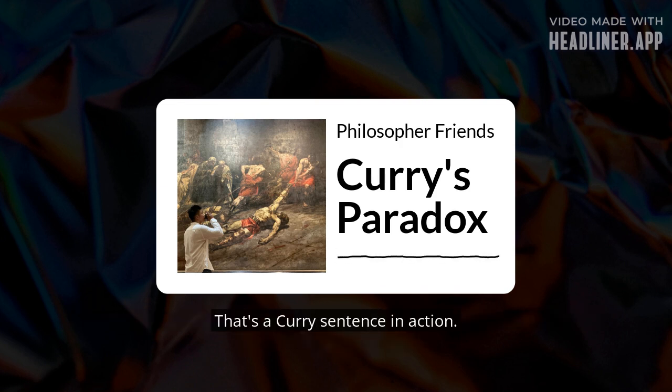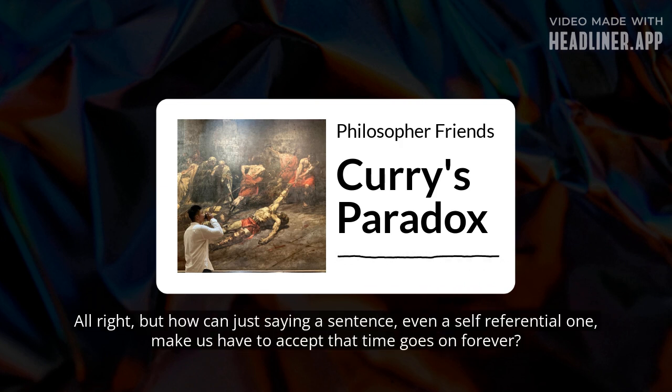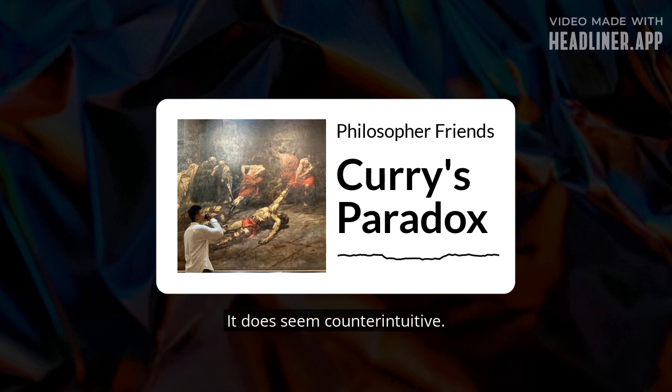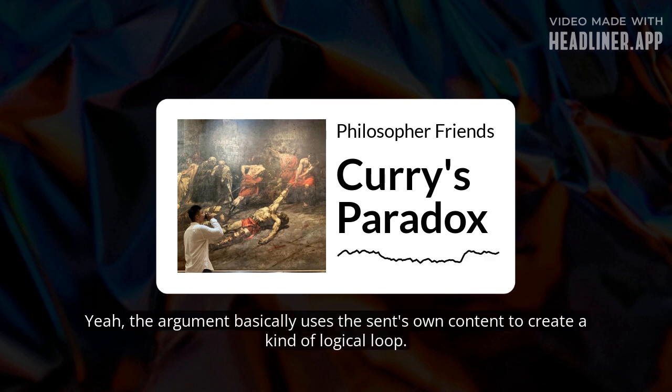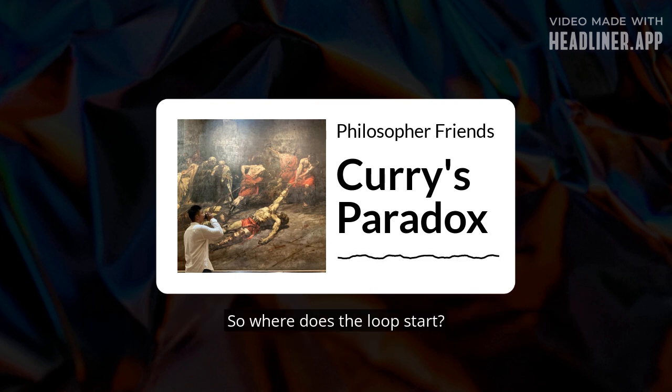Exactly. That's a Curry sentence in action. All right, but how can just saying a sentence, even a self-referential one, make us have to accept that time goes on forever? That seems like a stretch. It does seem counterintuitive, which is precisely why it's a paradox. The argument basically uses the sentence's own content to create a kind of logical loop. A loop. So where does the loop start?